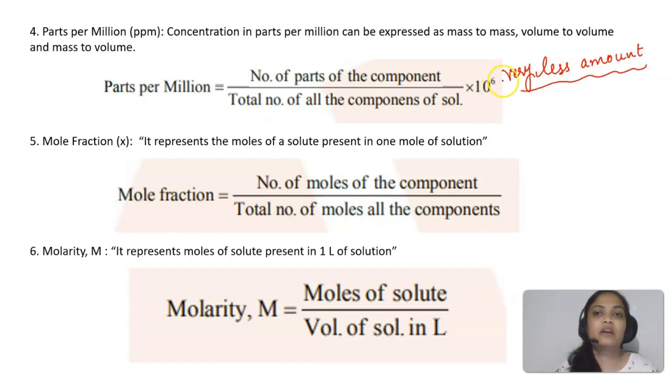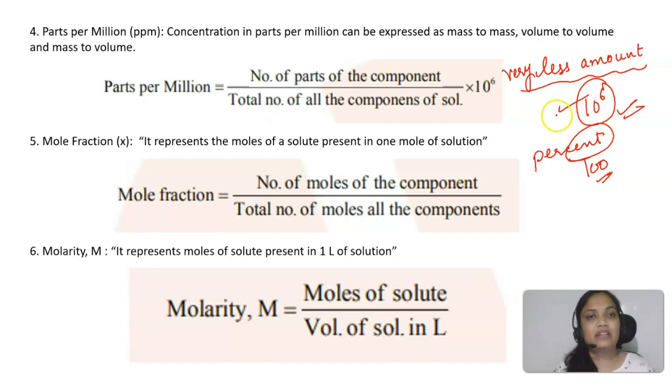Parts per million means 1 in a million, that is, how much concentration is present in 1 millionth, so we multiply by 10 to the power 6, like percent. If I talk about percentage, percent means how much is present per 100. So here we see how many parts are present per 1 million, that is, in 10 to the power 6. So we will take the number of parts of the component, divide it by the total number of all components, and then multiply it with 10 to the power 6. Okay, that is parts per million.